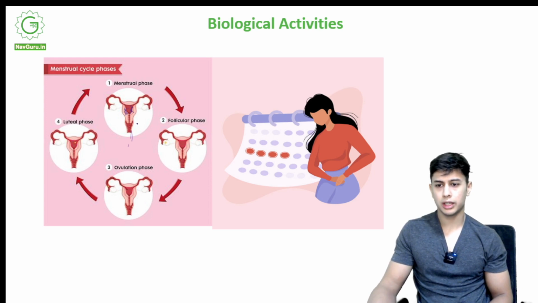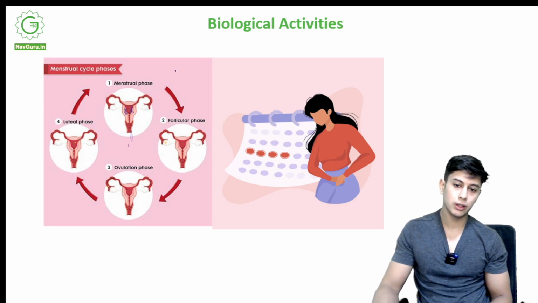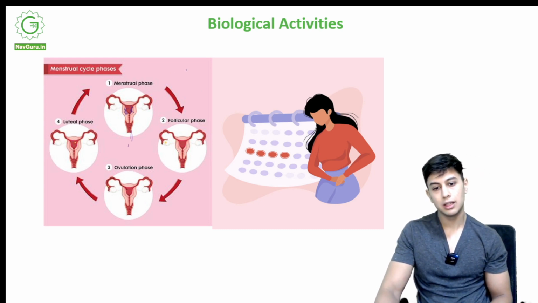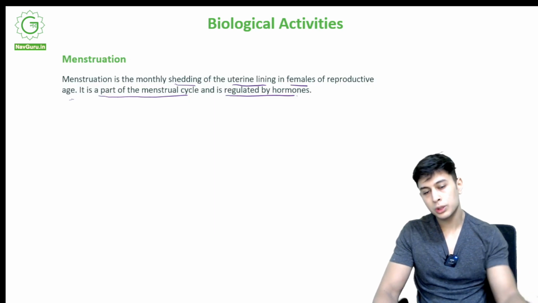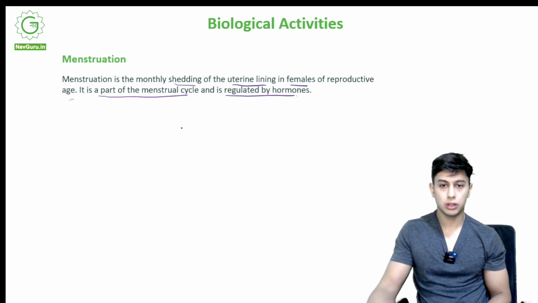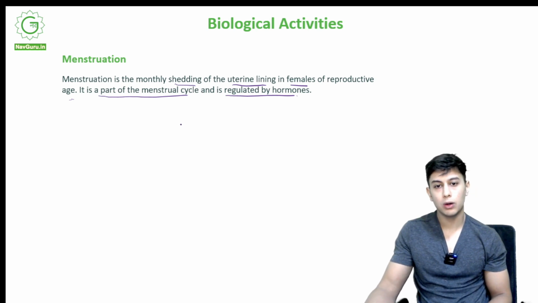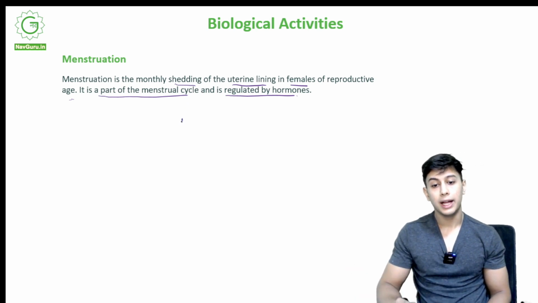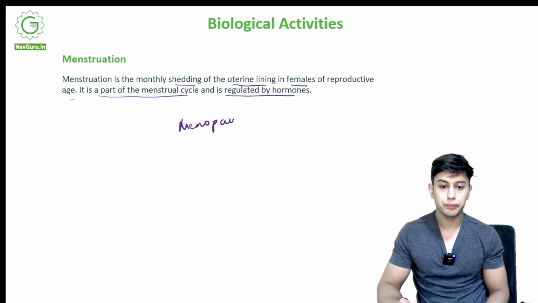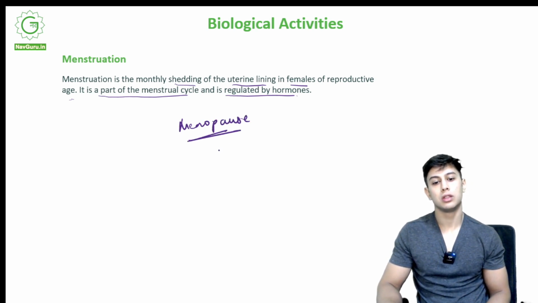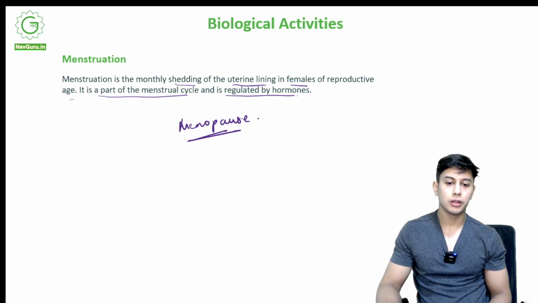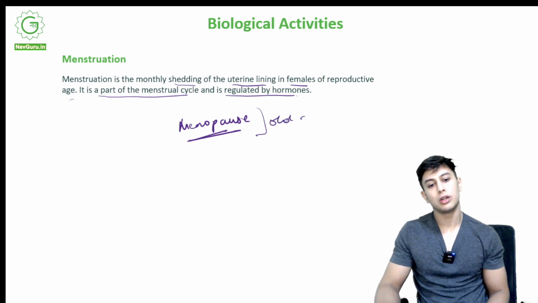It is usually around a week or 5 days every month that this happens. It usually onsets during young teenage years, and a woman also reaches a point when menstruation does not occur, when her body does not produce eggs altogether. That is at an old age, and that stage is called menopause. During menopause no more eggs are released and menstruation does not occur. That is in old age of women.